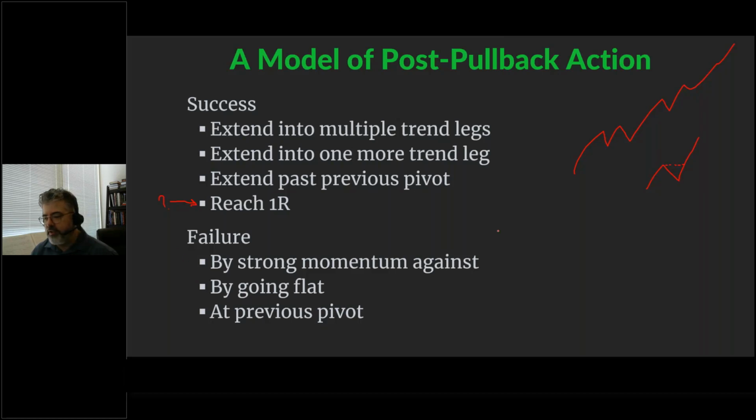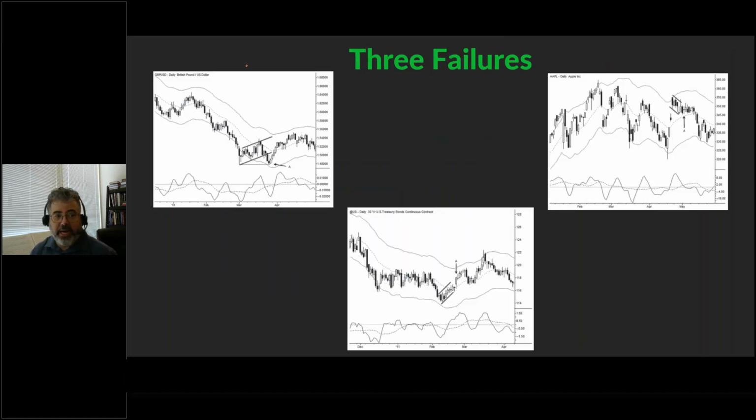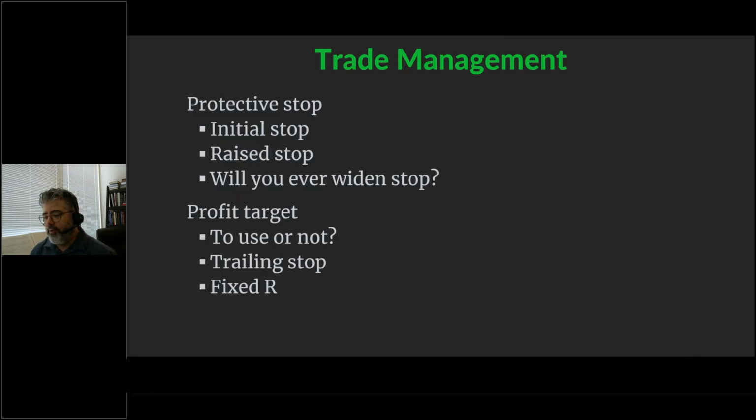We also looked at failures, and I suggested these three, what I consider to be classic failures. I put them in my book, and I don't think anybody had ever laid them out like that. So, maybe me calling them classic is a little bit arrogant, but I think it's held up well enough. The failure at the previous pivot there with number 1, the failure by strong momentum against here with number 2, and we spent a lot of time looking at these in a previous session, and the failure by the market going flat in number 3. That captures most of the possibilities, maybe captures all the possibilities, for how pullbacks fail.